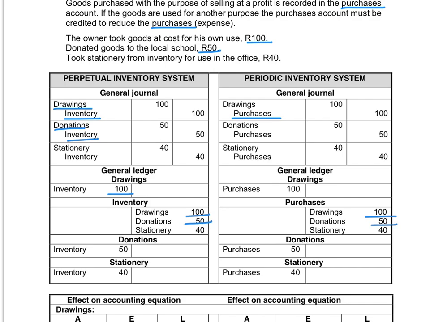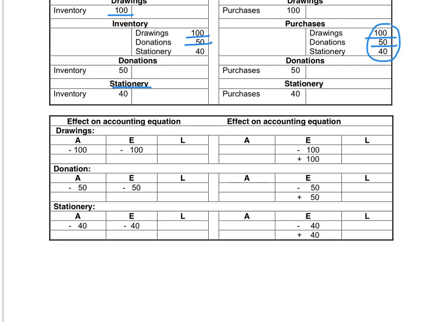So if for any reason you use any of the inventory for another purpose, you have to reduce the inventory to indicate that that inventory is not there to be sold, and you will have to go and create an expense for stationery or marketing or advertising, or whatever purpose you use the goods for. In the periodic system, you will reduce your purchases account to reduce that expense, and you will debit donations, stationery, drawings, marketing, etc. In the accounting equation, when the inventory is taken, you will reduce your assets.